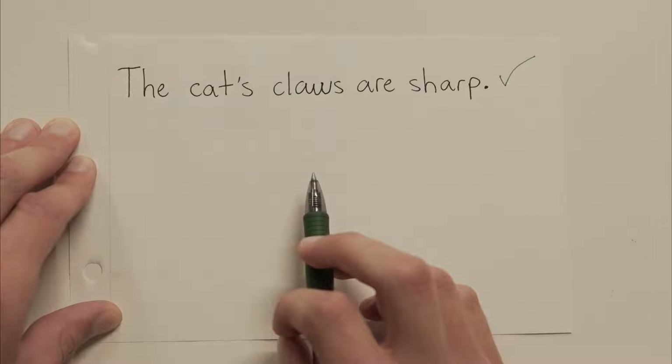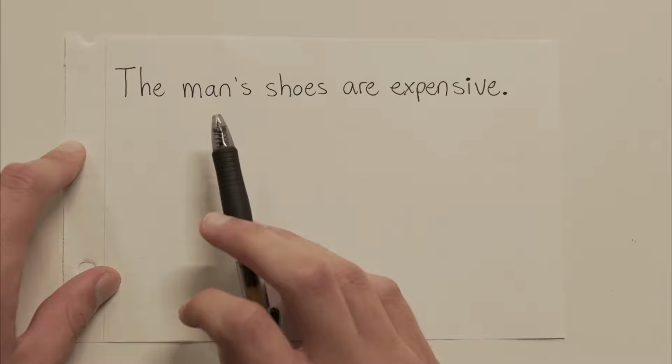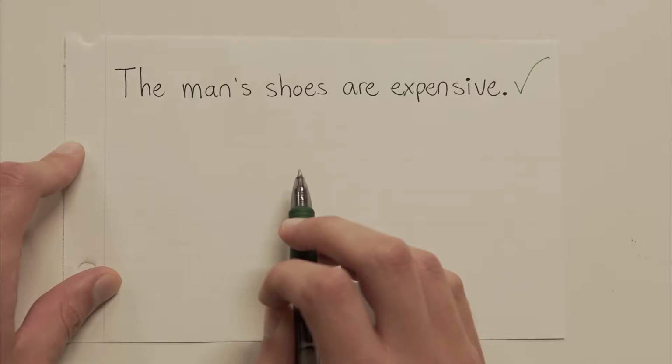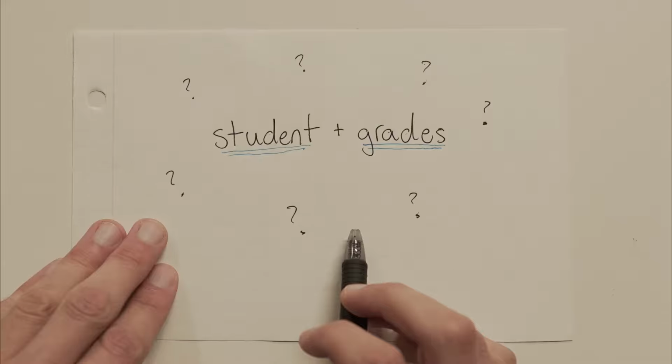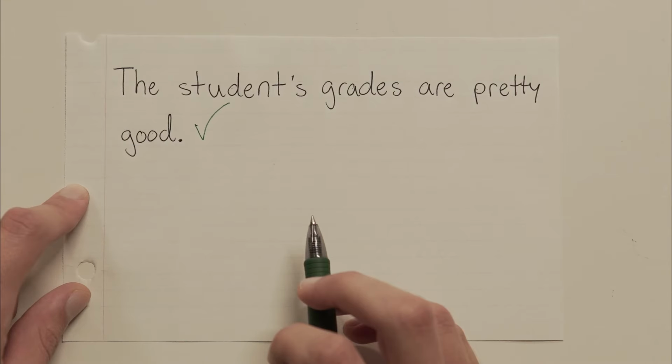Okay, then how might we talk about shoes that belong to a man? How about the man's shoes are expensive? One man who possesses something, so apostrophe S. And the man owns the shoes, so the word shoes is right next to the word man's. One more. How could we talk about the grades that belong to a student? Well, the student's grades are pretty good. One student who possesses something, so apostrophe S. And since the grades are the things that the student technically owns or possesses here, the word grades should be right next to the word student's.